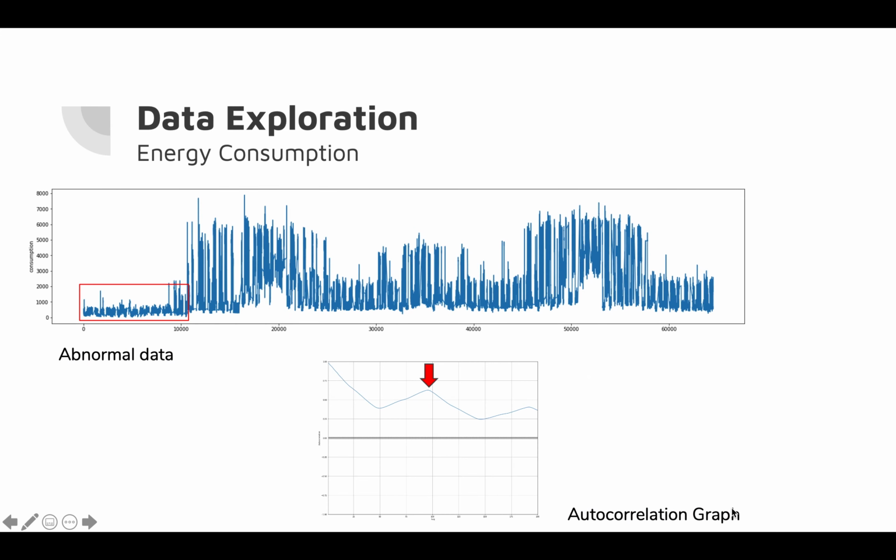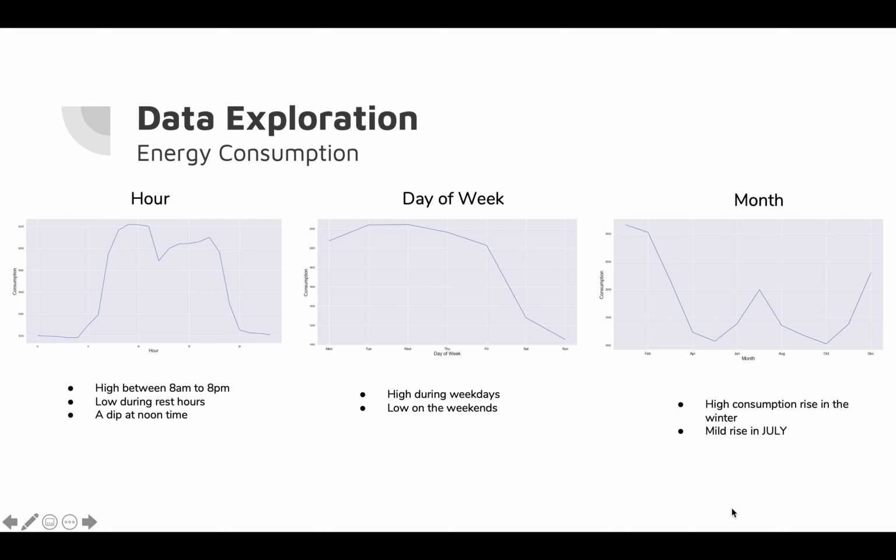Observe the overall consumption trend. We find out that the first part of the data is abnormal, significantly different from the rest. Then we remove it for the future training. We also plot the autocorrelation graph of the raw data. There is a peak around 96, showing a cyclic trend in the data.